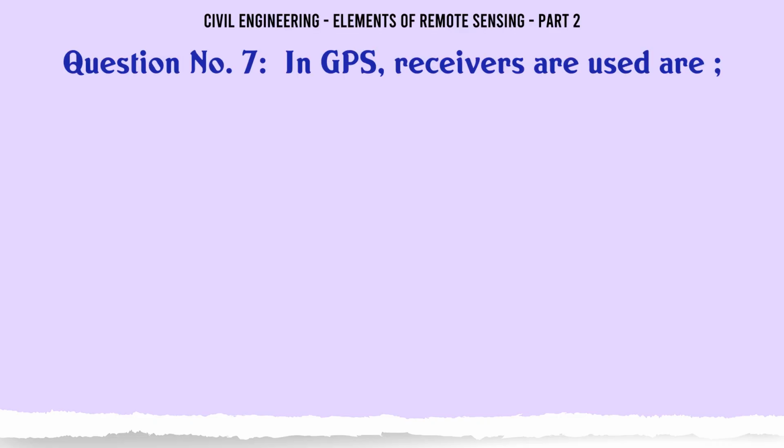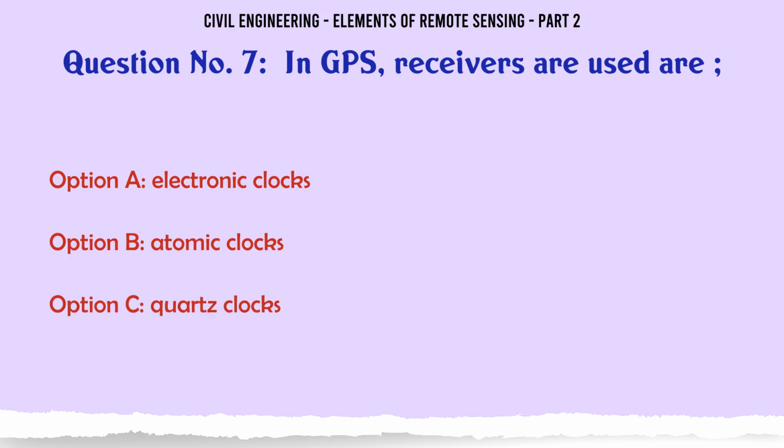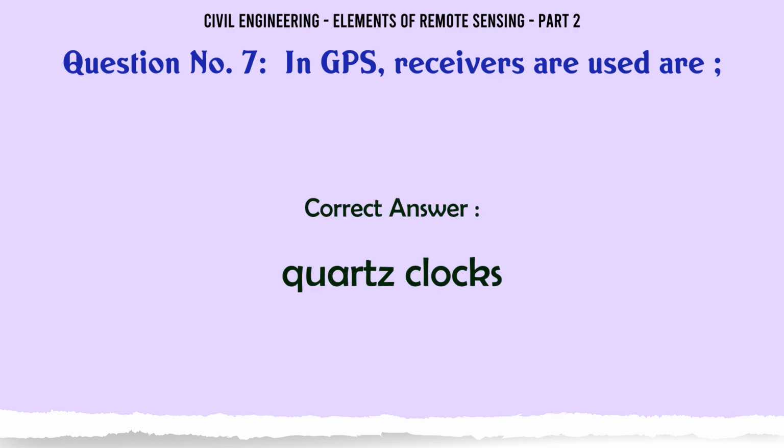GPS receivers use A. Electronic clocks. B. Atomic clocks. C. Quartz clocks. D. Mechanical clocks. The correct answer is quartz clocks.